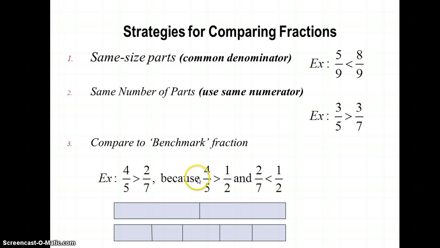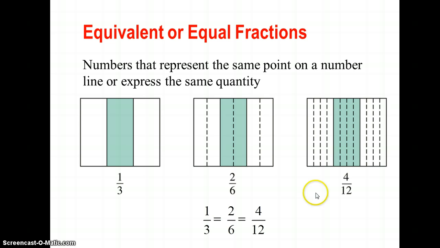less than a half. So that means 4/5 has to be greater than 2/7. So sometimes that's a way you can do that. The other thing is to think about, again, using visuals to show equivalent fractions, and the same thing with comparing fractions to see if one's larger or smaller.